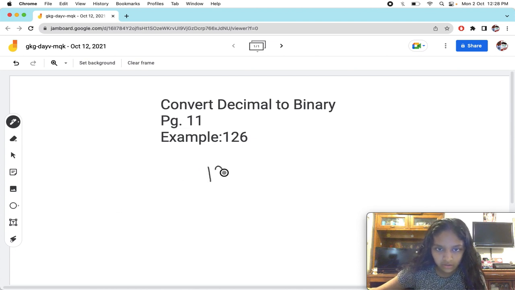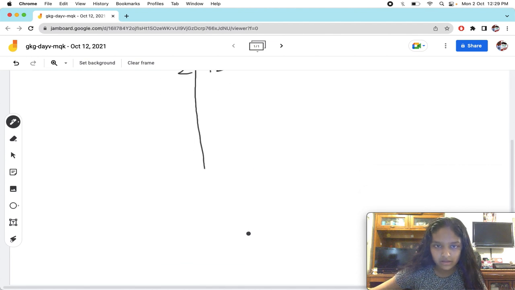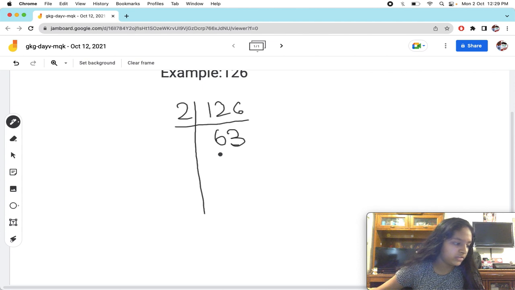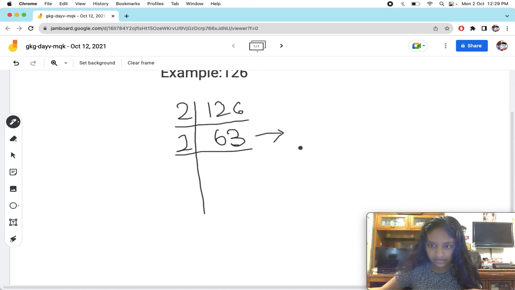So 1 2 6, right? And here we're gonna divide it by 2 along the line. So 12 divided by 2 is 6, and 6 divided by 2 is 3. Now we've got 63. So now we're gonna divide it by 2. Even though it's not divisible, we are gonna do it. First we're gonna write here remainder. Here, after dividing it, we did not get any remainder. We got 0 as the remainder, so we are gonna write here 0.